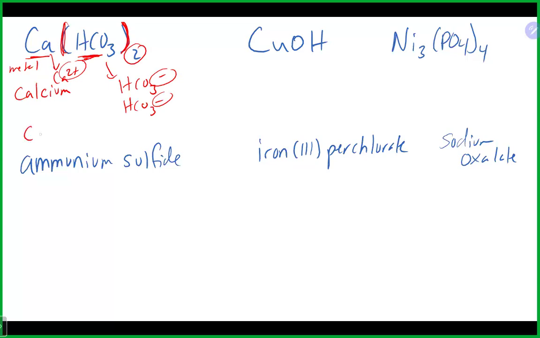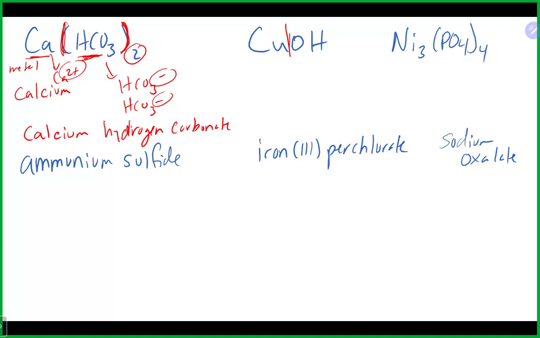And putting those together here, we don't need any Roman numeral with our calcium. And again, it doesn't matter how many we have of our polyatomic ion, it's just going to be the name. So calcium hydrogen carbonate, or again, it could be calcium bicarbonate if you want to go that route as well. Any questions on that one there?